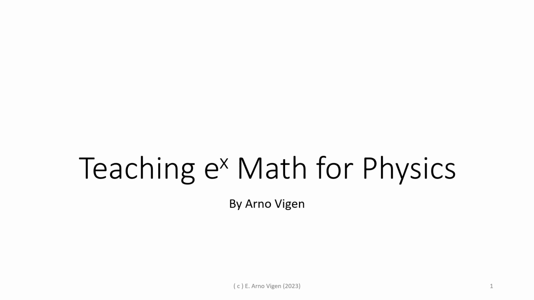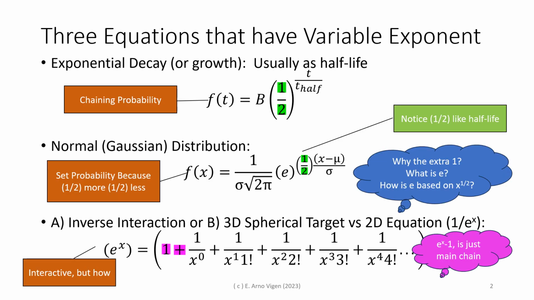Teaching e to the x, math for physics. There are three basic equations that have variable exponents. We know most of these from the first one, which would be called exponential decay.